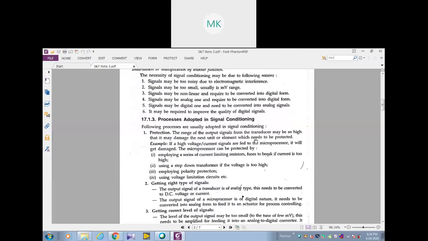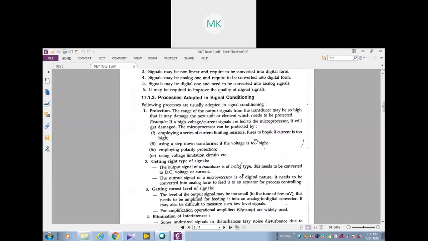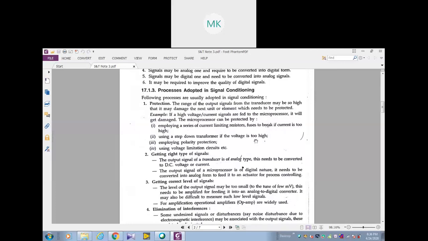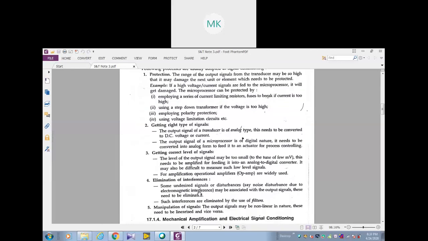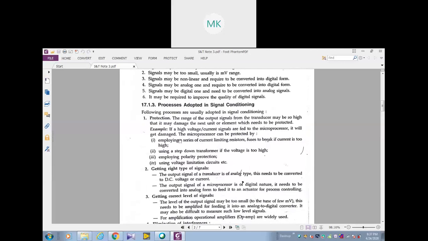Next, the process adopted in signal conditioning. The first one is protection, getting the right type of signal, getting the correct level of the signal, elimination of interference and manipulation of signals. These are the different processes adopted in signal conditioning. The first process is protection.